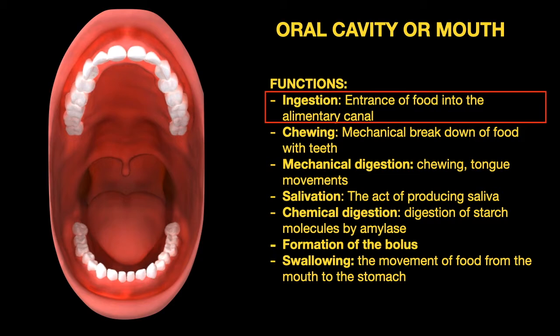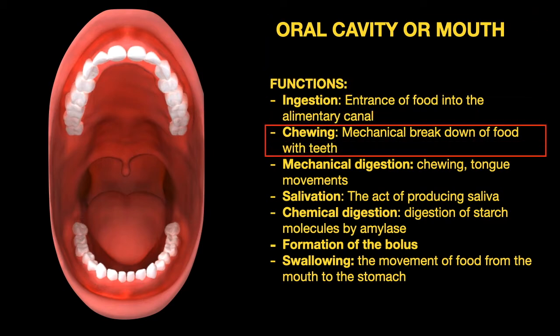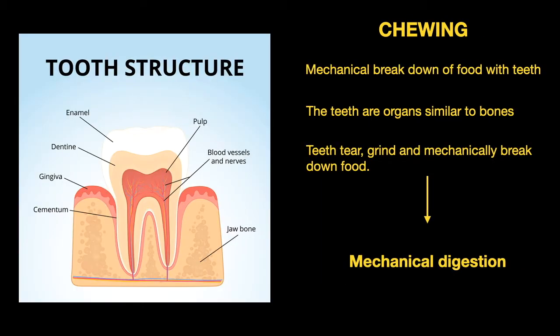Once food has been ingested, the teeth, which are organs similar to bones, tear, grind, and otherwise mechanically break down food. So, chewing contributes to mechanical digestion by increasing the surface area of the food and allowing an appropriately sized bolus to be produced.